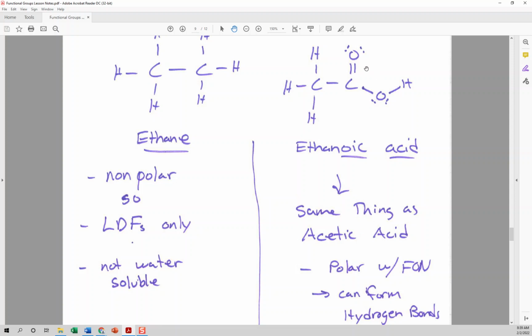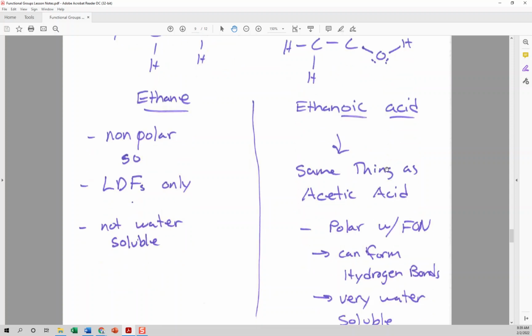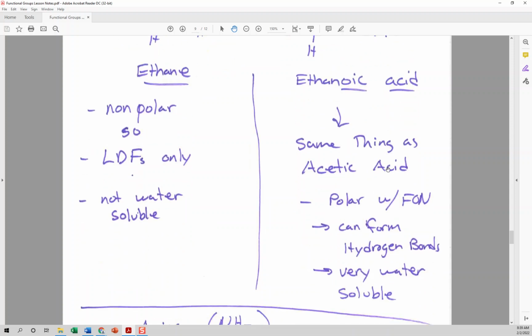But notice it's got a functional group now, so it's polar, it's asymmetrical with polar bonds, and it's got an FON bond right there. So ethanoic acid, just like alcohols can hydrogen bond, carboxylic acids can hydrogen bond. So very water soluble, okay?